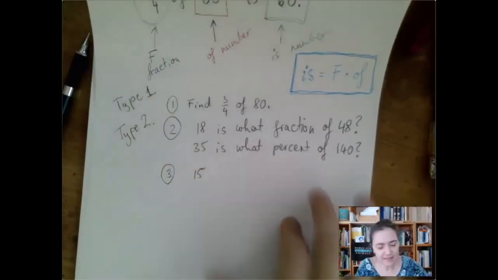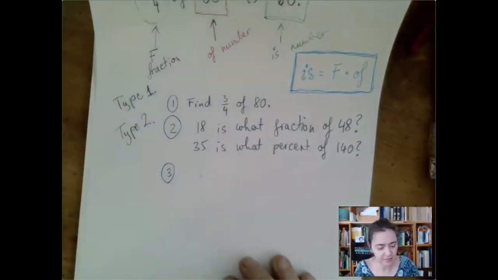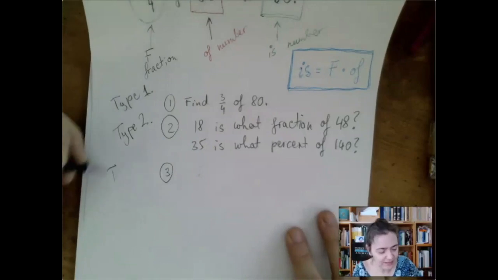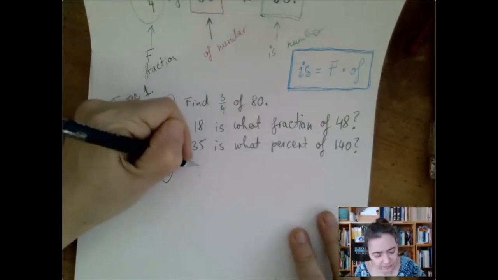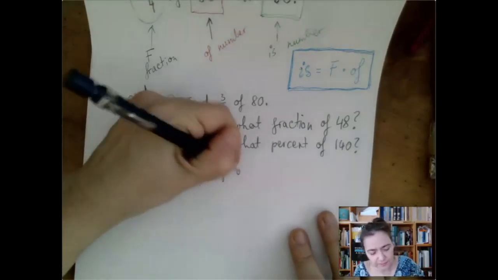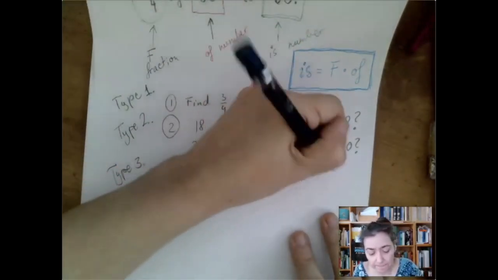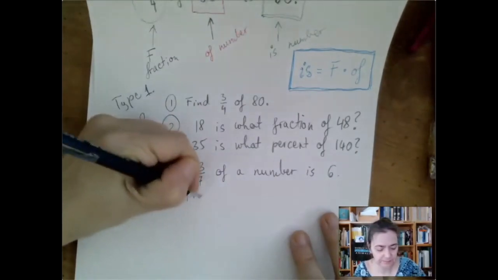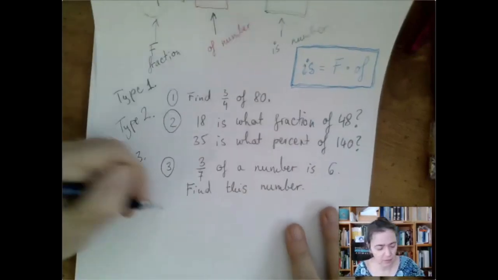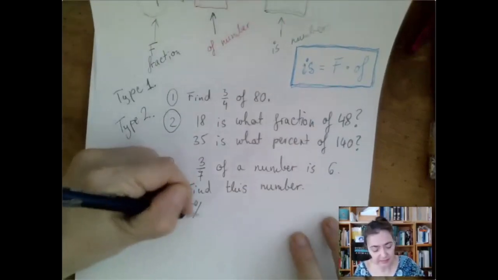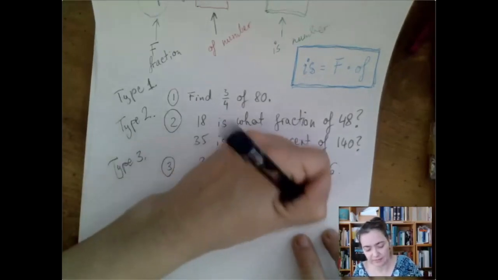I'll start with the fraction and then with percents, but the complications with percents you have seen in type 2. Type 3 is just more interesting. So type 3 is: 3/7 of a number is 6. Find this number. Or 15% of a number is 75. Find this number.